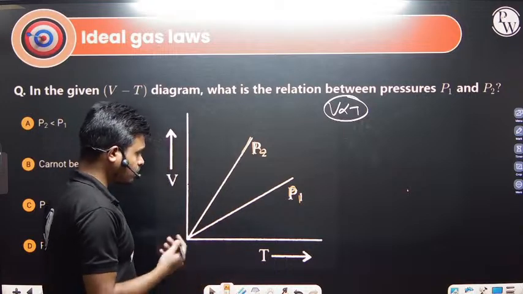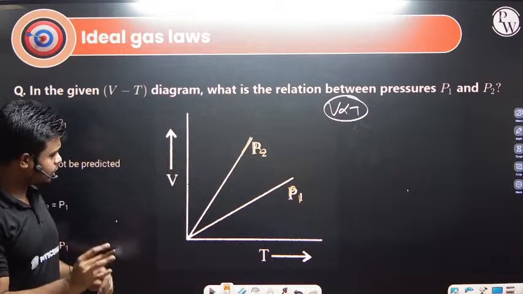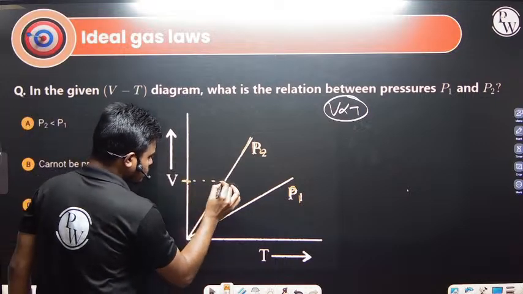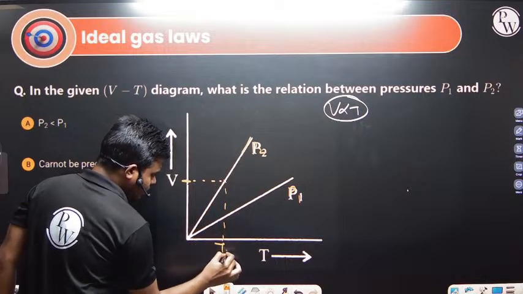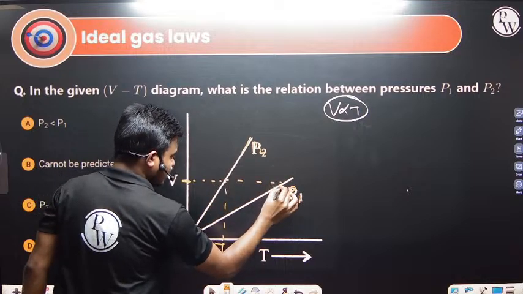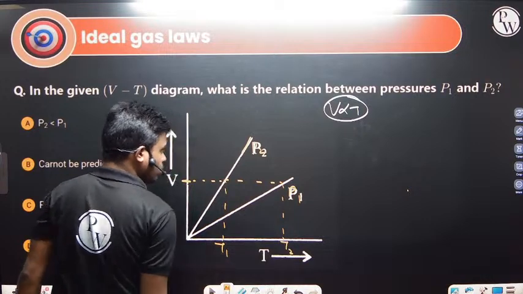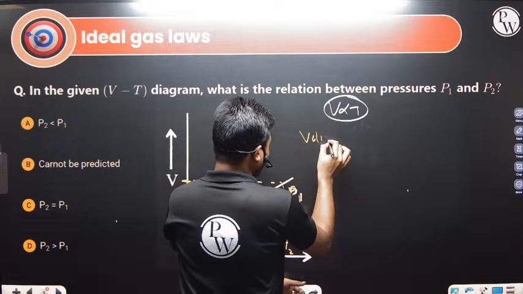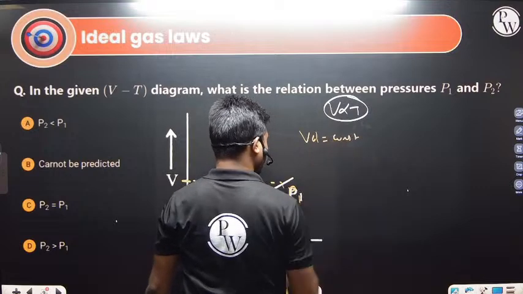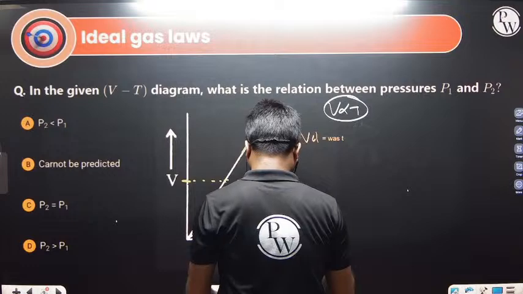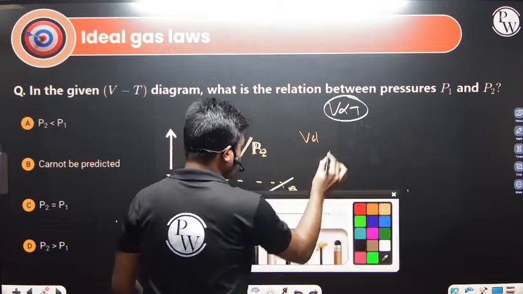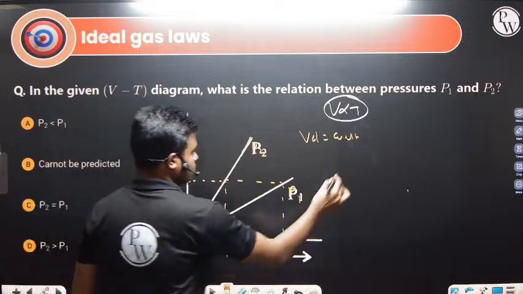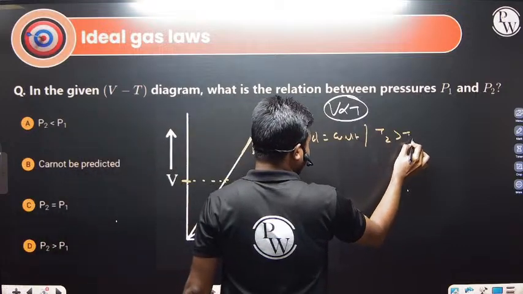Okay, fine. So we can't get it from here. So what do we have to do? Just do one thing. Let's make volume as constant. So on this side we have temperature T1, and on this side we get temperature T2. When the volume is constant, we are getting this, T1, and T2 is greater than T1.